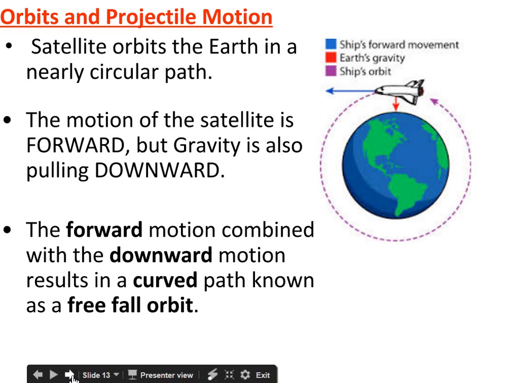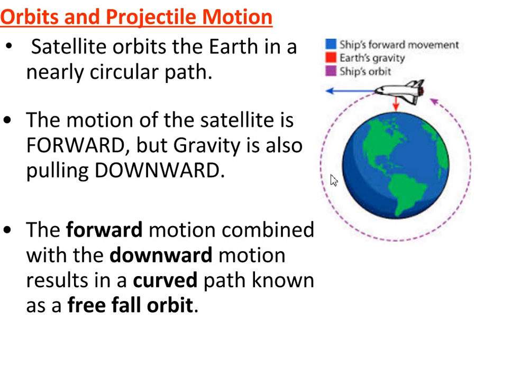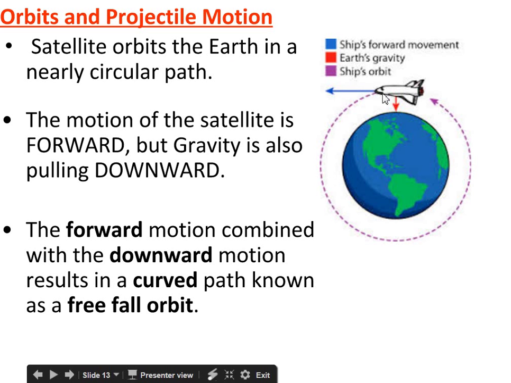These things have to be launched into orbit, and they have to stay there so that they can beam signals, electromagnetic signals, radiation to and from places. So a satellite orbits the Earth in a nearly circular path. Again, a satellite can be anything from the International Space Station to the moon to a man-made satellite for AT&T or Verizon or whatever. The motion of the satellite is forward because they're launched off of the Earth, right?